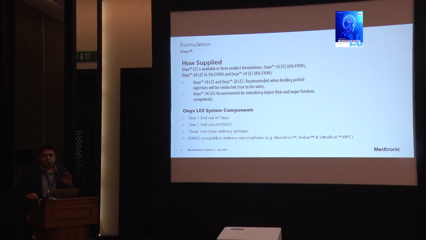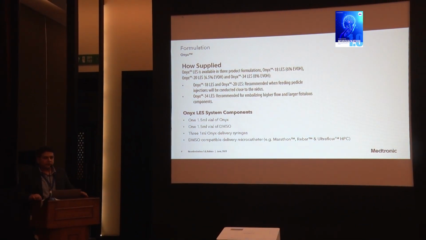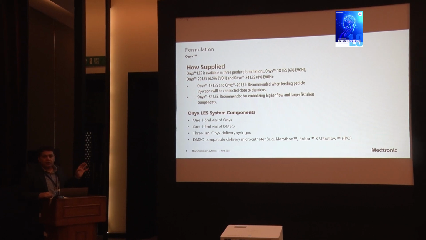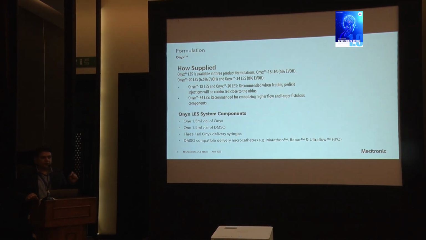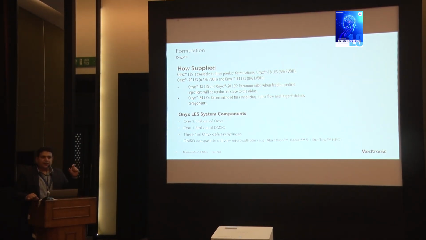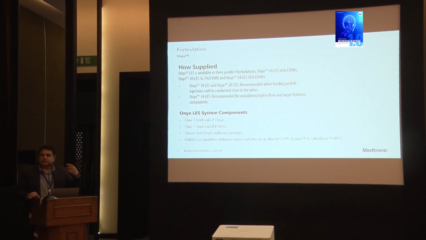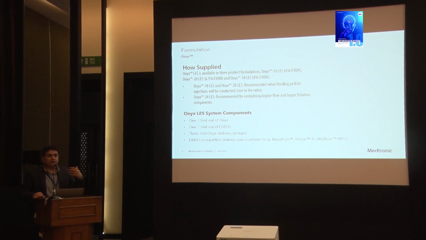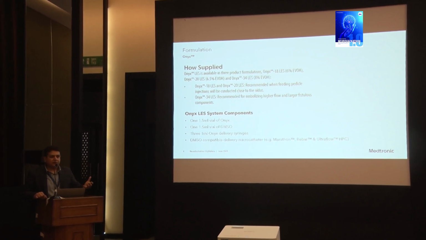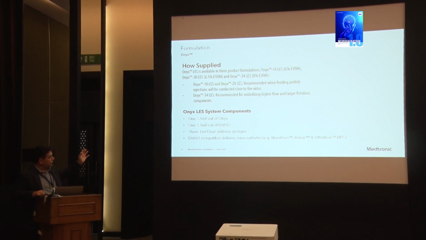So ONYX is available in three SKUs: ONYX 18, ONYX 20, and ONYX 34. The numbers 18, 20, and 34 represent the viscosity of the ONYX that you're using. So the smaller the number, the easier it flows. The 18 and the 20 are more preferable in distal vessels where you need fast flowing of the ONYX. And for really large vessels where you have extremely high flow, you need a more viscous ONYX. So in those cases, you would use the ONYX 34.